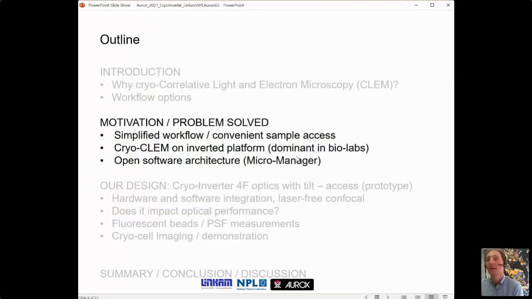In the next part of the talk, before I've discussed why cryoimaging and cryofluorescence, optical cryoimaging, is useful, and now we will look at the physical practical integration, and also show what problem we have solved with our design.